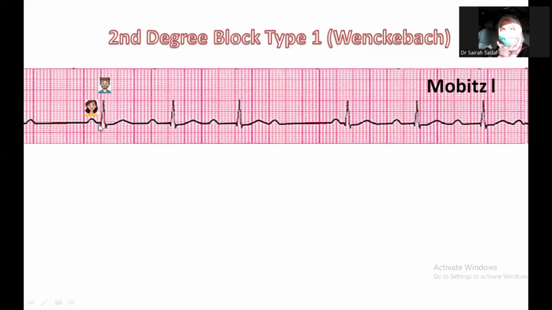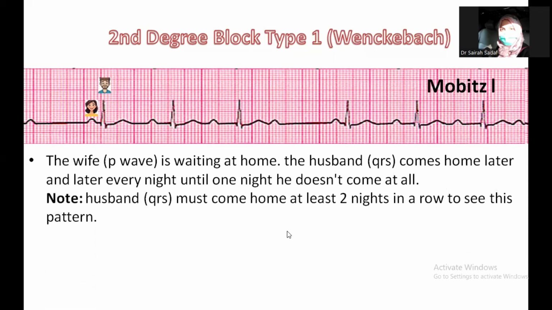So here the husband was coming at 8, and then he started coming at 9, and then he started coming at 10, and suddenly one night he did not come home. So that is very suspicious. Now the poor wife is waiting at home at the same time. The husband QRS complex comes home later and later every night until one night he doesn't come at all. As you can see, the QRS complex is missing here. So this is the variable PR interval prolongation, right?